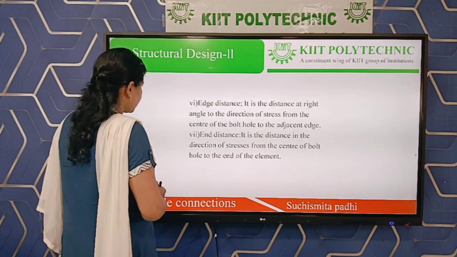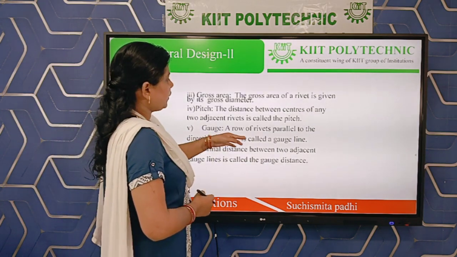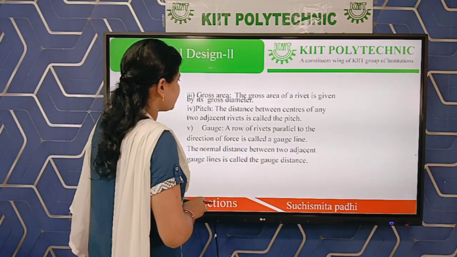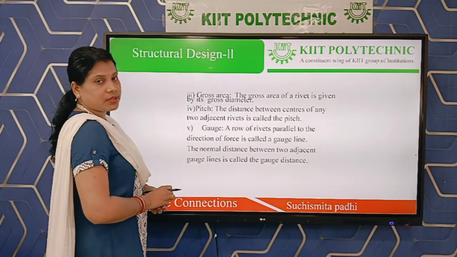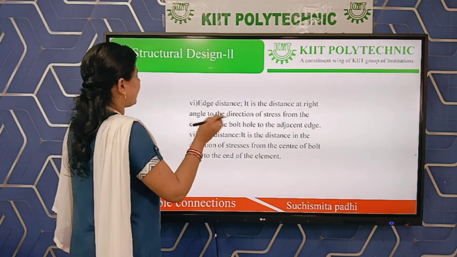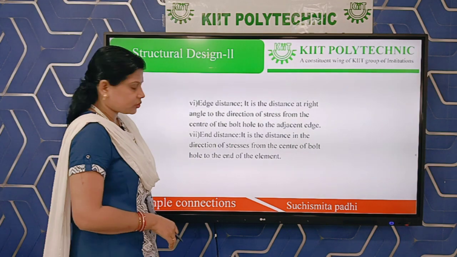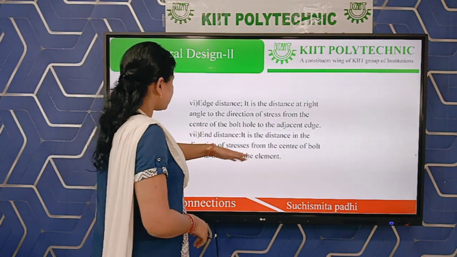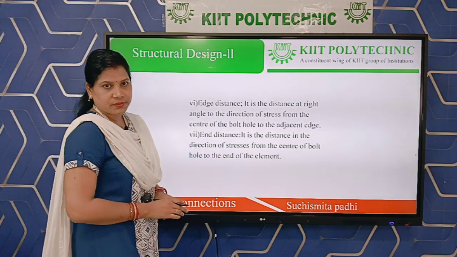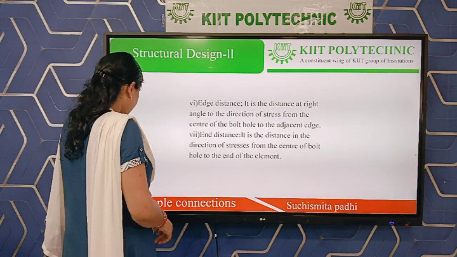Let us read the definitions. Pitch, gauge. A row of rivets parallel to the direction of force is called a gauge line, and the normal distance between two adjacent gauge lines is called gauge distance. And edge distance is the distance at right angle to the direction of stress from the center of the bolt hole to the adjacent edge, and end distance is the distance in the direction of stress from the center of the bolt hole to the end of the element. Just opposite of edge distance.